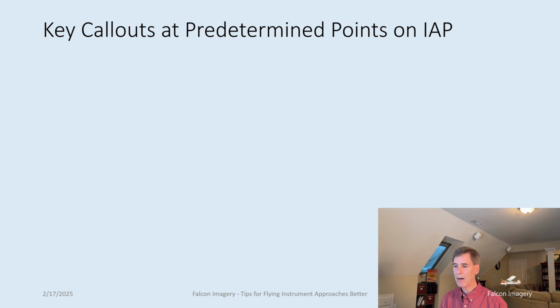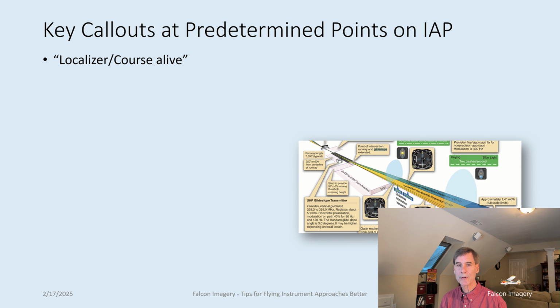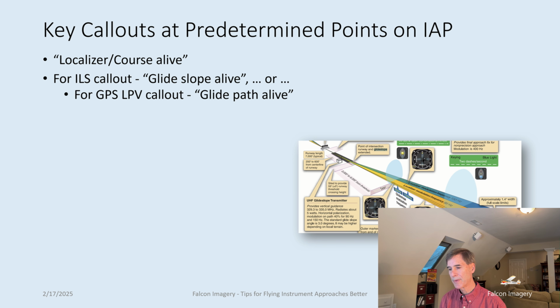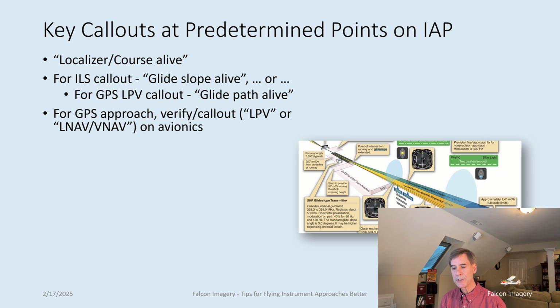I also want to talk about callouts. There should be some predetermined callouts that you should make on your instrument approach procedure. When you first turn inbound to the course, say localizer or course is alive as you see the needle swing in. For ILS, call out the glide slope is alive, or for GPS and LPV, call out the glide path is alive when you start to see a glide slope or glide path coming down. For GPS approaches, verify and call out LPV mode or LNAV/VNAV mode on the avionics.